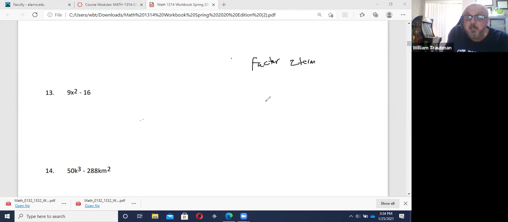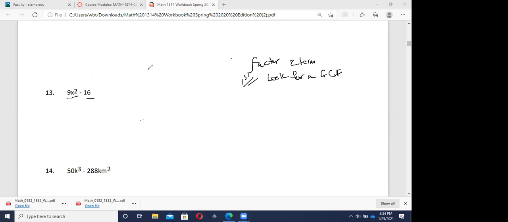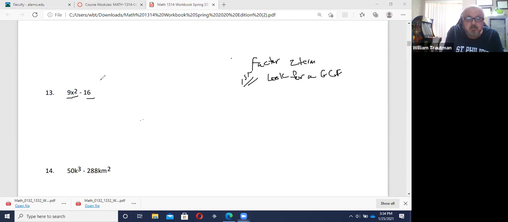And I have 2 really weird steps. Well, first of all, the first thing you always do is look for a GCF. Look and see if anything divides. Does anything divide into 9 and 16 the same, like 2 or 3? No. So there's no GCF. It's not a big deal. That's fine. So factoring 2 terms, and you're always looking for a GCF first. Step 1, make it look like this. I know this is a weird step 1, but I want you to make it look like this.